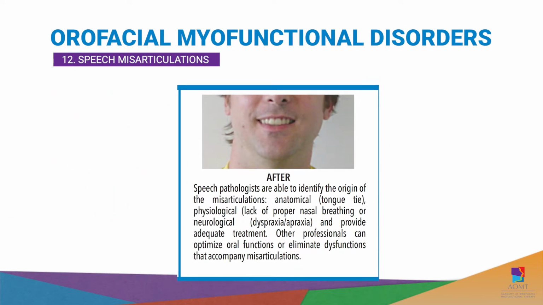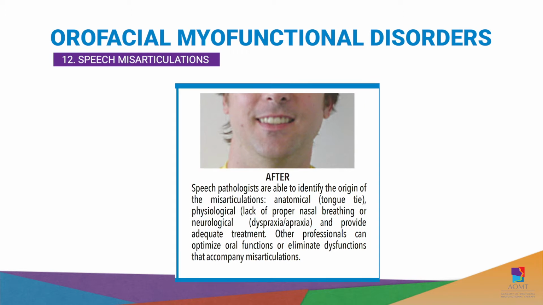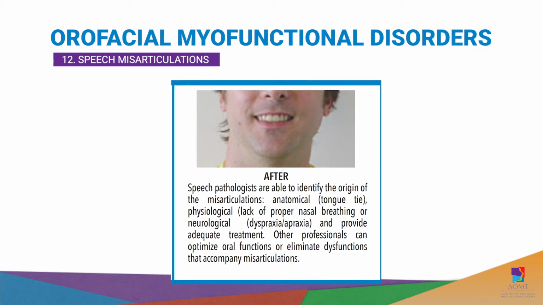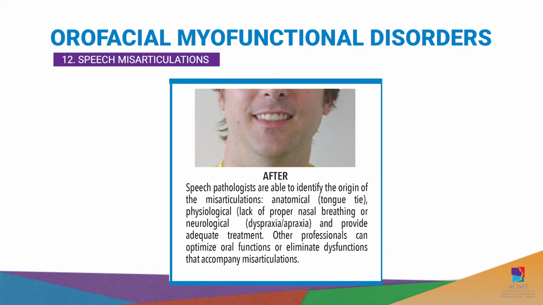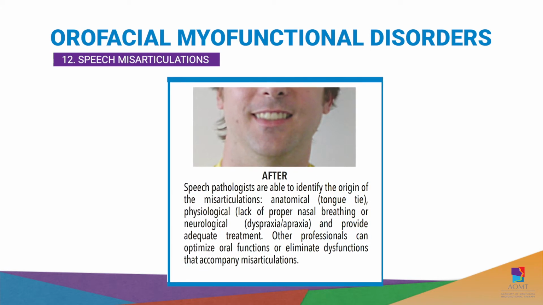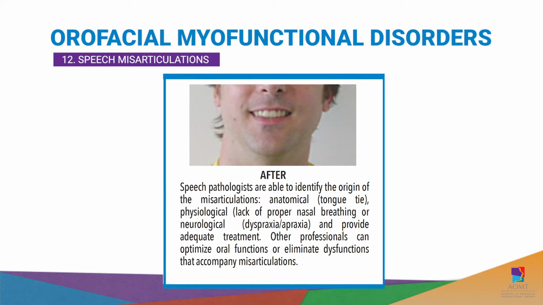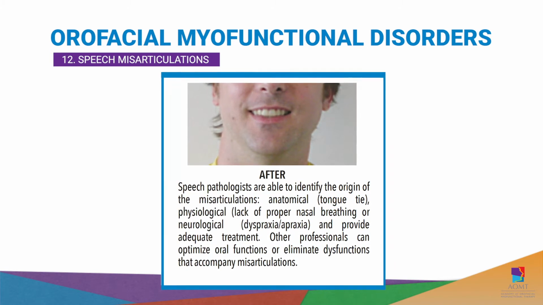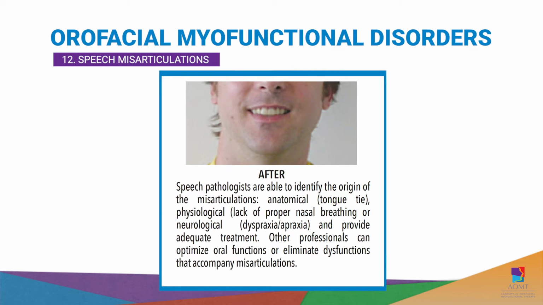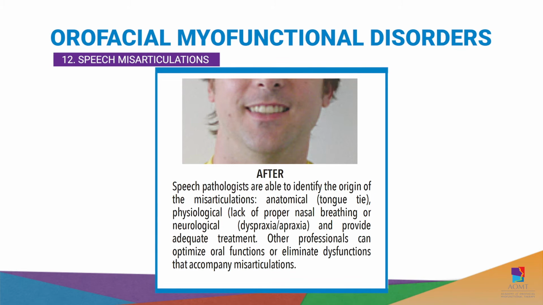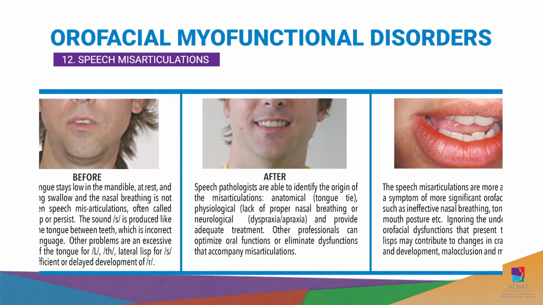After. Speech pathologists are able to identify the origin of the misarticulations. Anatomical tongue tie, physiologic lack of proper nasal breathing, or neurologic dyspraxia or apraxia may be present, and they can provide adequate treatment. Other professionals can optimize oral functions or eliminate dysfunctions that accompany misarticulations.